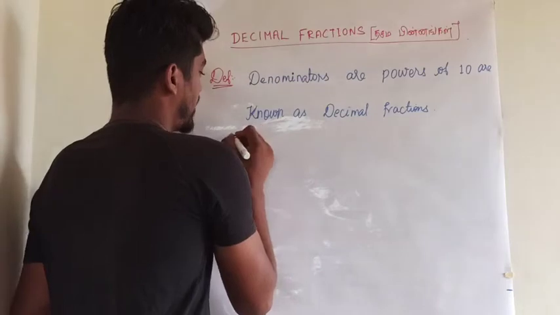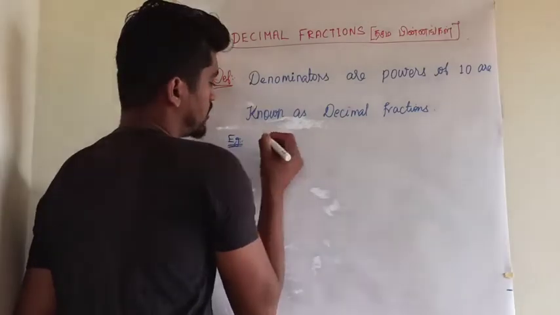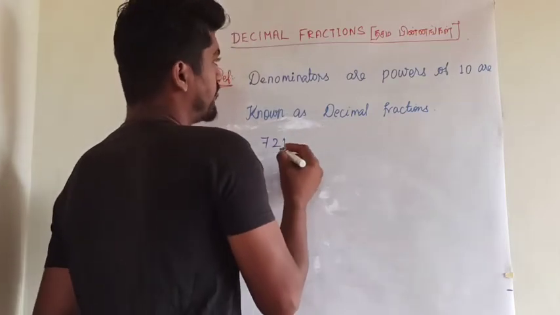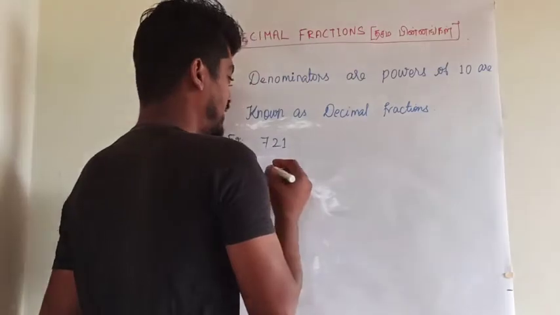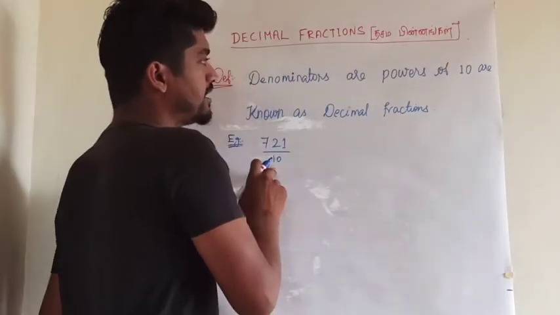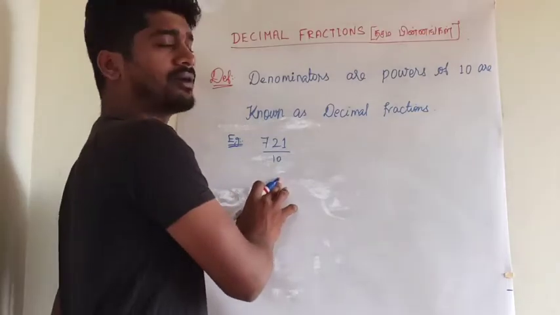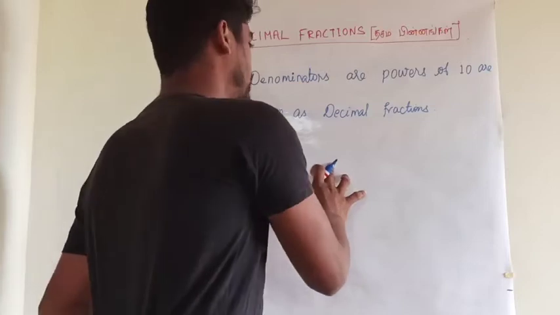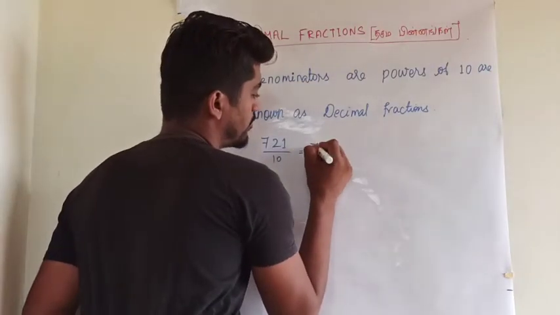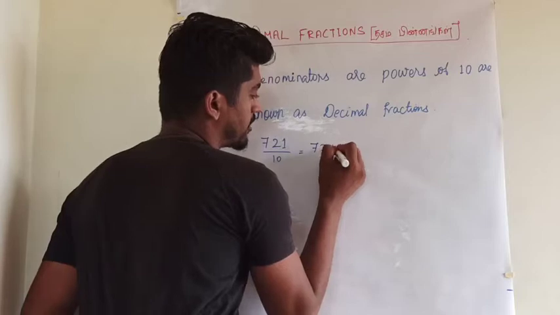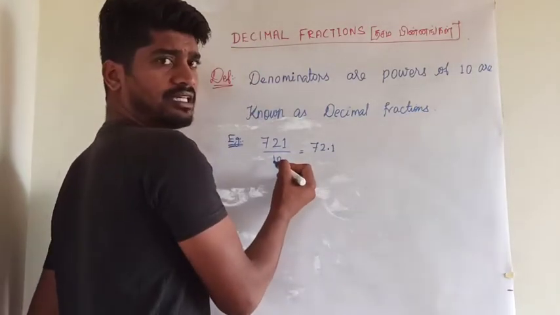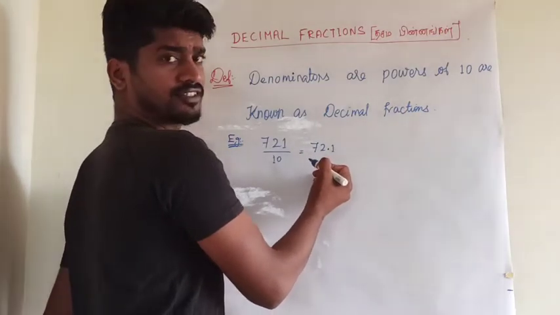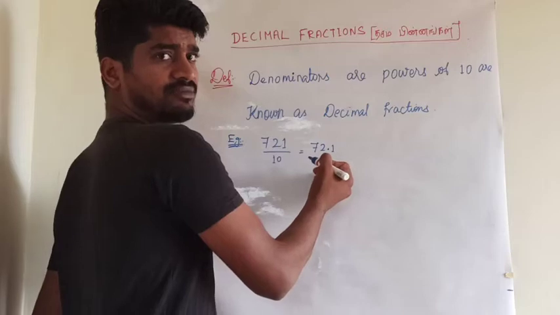For example, we take a whole number, 721. It is a whole number. When we divide it by 10, 10 is the minimum number which divides the whole number to get a decimal number. The value is 72.1. The denominators should be 10, 100 and 1000, like the powers of 10, to get the decimal fraction value.